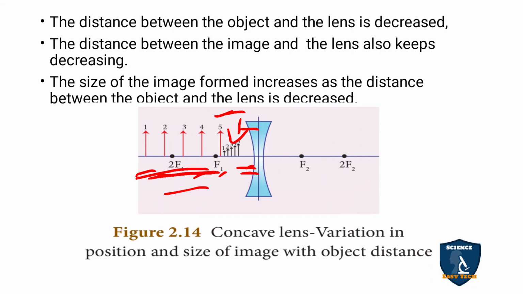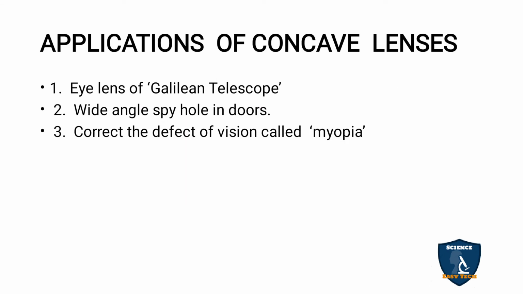Okay, now we are going to see the applications of concave lens. The concave lens is used in the Galilean telescope. To view the stars, we use this Galilean telescope. In that, the eye lens is made up of concave lens. And you can see the door. In doors there is a small lens to know who is coming on that side.